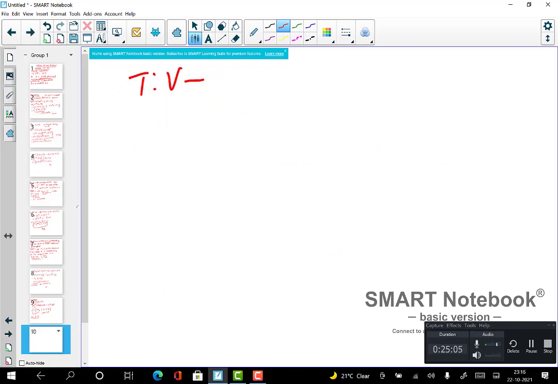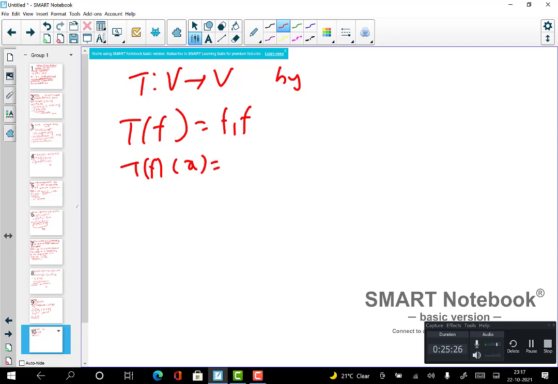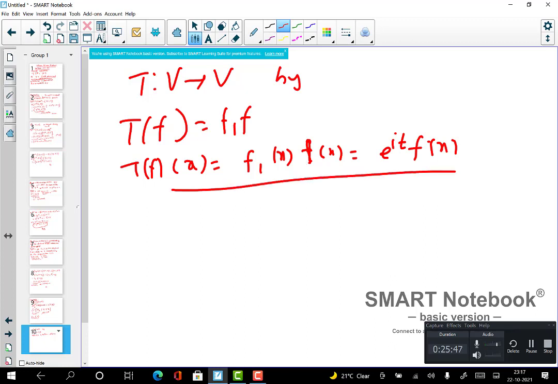So that T you are defining from V to V by taking any operator, any continuous map f, and sending it to f1 times f. These are complex numbers. So what does that mean? That means T of f is an operator, right? When acting on x, it is multiplying f1 of x into f of x. So what does that mean? That means this is e power i n t, n equal to 1 here, times f of x.